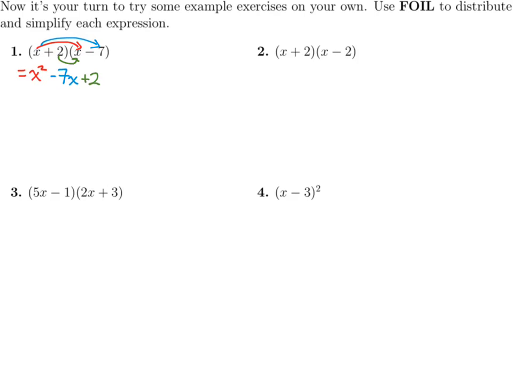Okay, x squared minus 7x plus 2x minus 14, combining like terms, makes x squared minus 5x minus 14. Okay, now let's go ahead and look at what's going on in number 2. Again, please pause the video, try it yourself first, then come back and see how well you did.